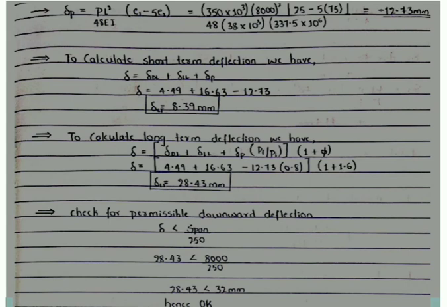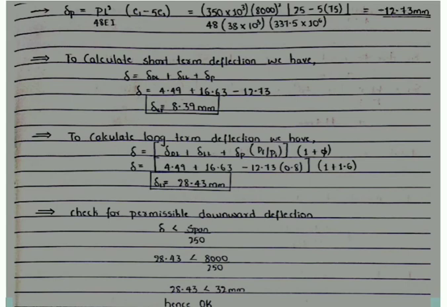So we have found out here both short term as well as long term deflection. Now as the deflection we have got is a positive value, that means it is a downward deflection. So let us check with the permissible limit. Delta should be less than span by 250. So span by 250 gives us a value of 32 mm, whereas we are getting a deflection of 28.43 mm. Hence our deflection is within the limit, hence okay.